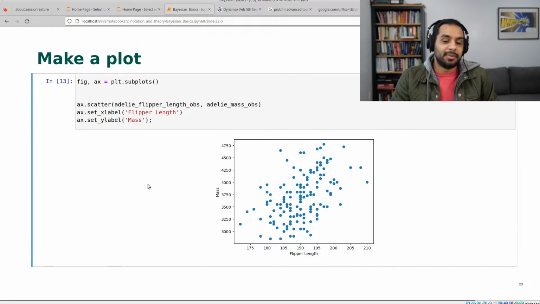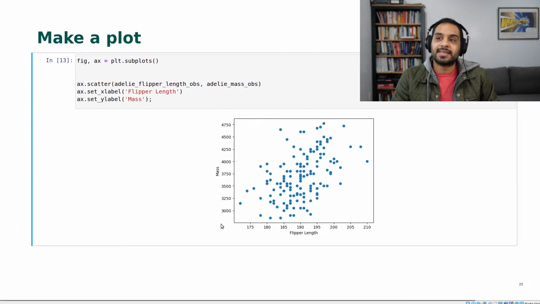Logically, as a person, I would say yes. I would think that as the penguin gets bigger and has bigger flippers, it weighs more. We have some data here, and without just the math and just some intuition, I can kind of tell that this line goes up, that my intuition has been matched. But what we want to do is use our awesome Bayesian skills to figure that out.